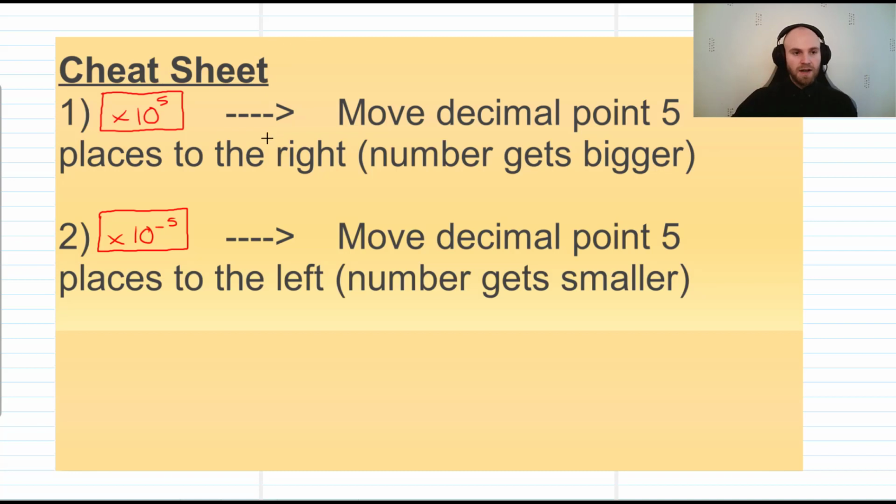And if we just look at the cheat sheet here, just to give you some tips as to what to do if you have something multiplied by 10 to the power of something. For example, if you had multiplied by 10 to the power of 5, we're going to move the decimal point 5 places to the right, so the number gets bigger. However, if we're multiplying by 10 to the power of minus 5, we're going to move the decimal point 5 places to the left, so the number is going to get smaller.